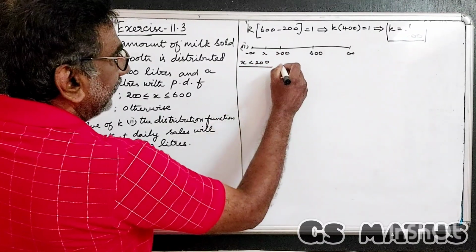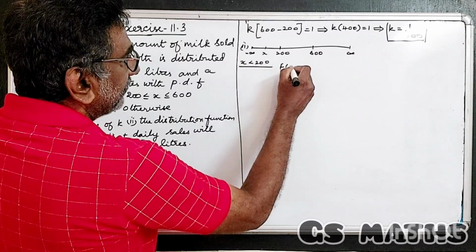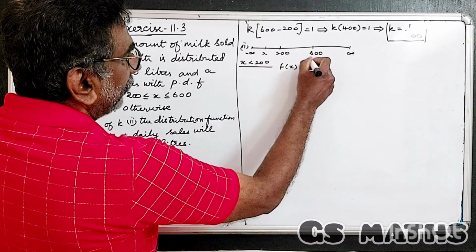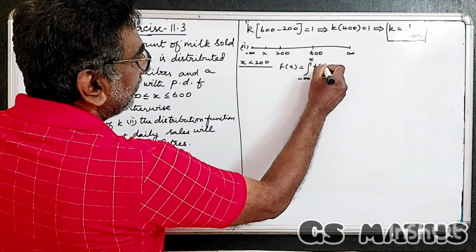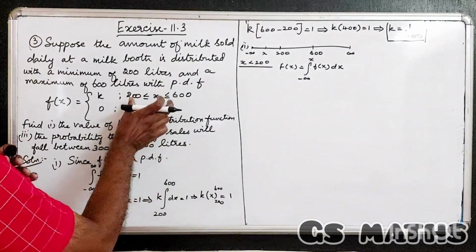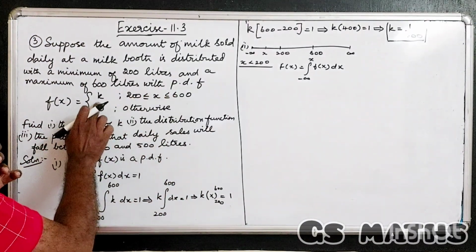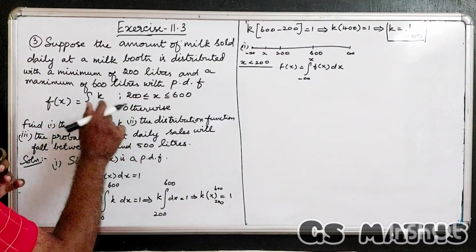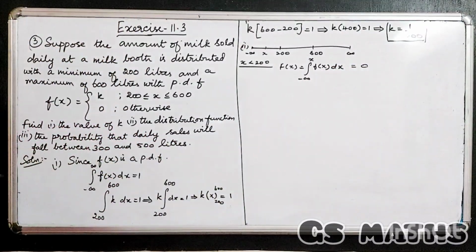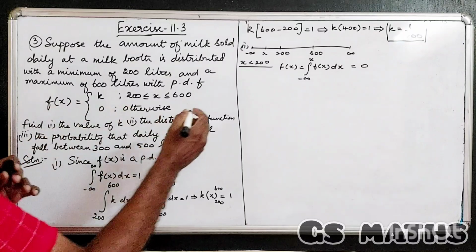What is the function? That is capital F of x is equal to integral minus infinity to x f of x dx. The function exists only from 200 to 600, so everywhere else it is 0. So this is equal to 0. Simply you can write 0 for the first one.